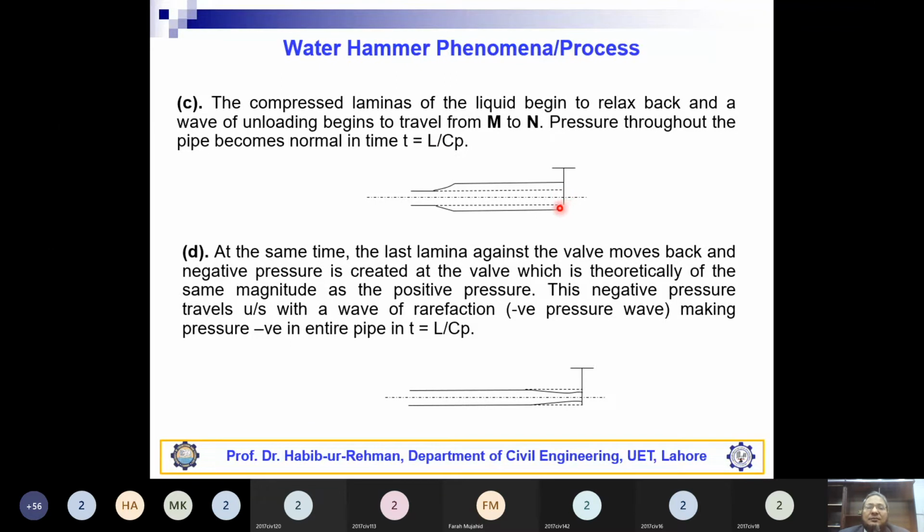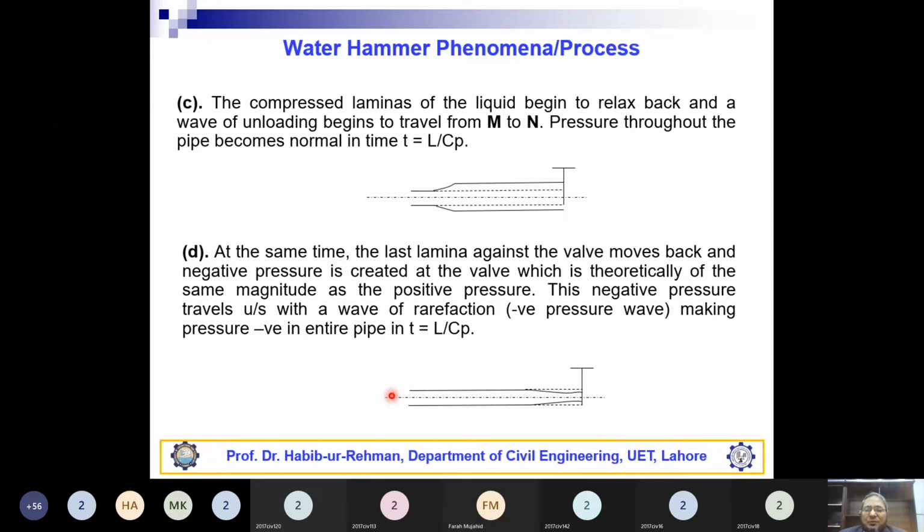Now again what will happen? At the same time, the last lamina, against the valve, moves back and a negative pressure is created in the pipeline at the valve, which is theoretically of the same magnitude as the positive pressure. So this negative pressure travels as a wave of rarefaction, a negative pressure wave, making pressure negative in the entire length in time L over Cp. Now a negative pressure wave will move in this direction from N to M, and it will reach point M in time L over Cp.